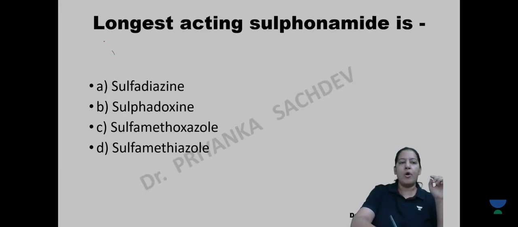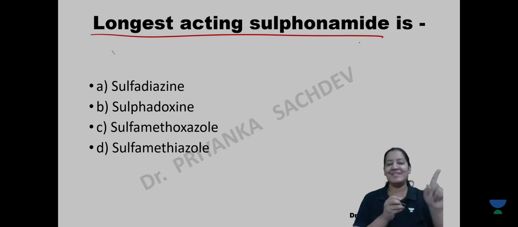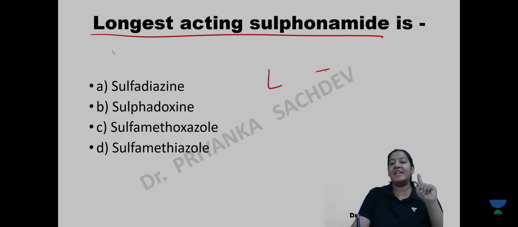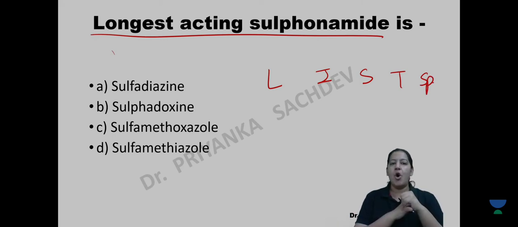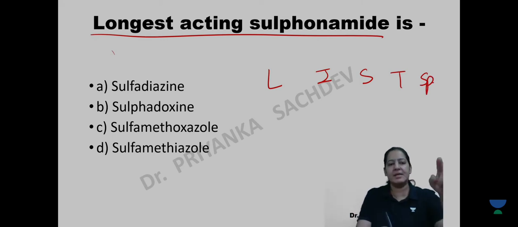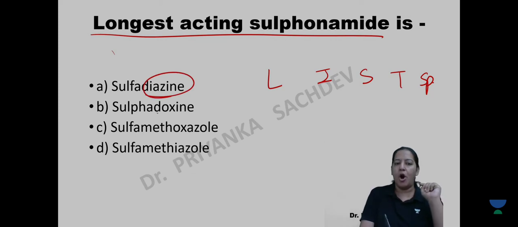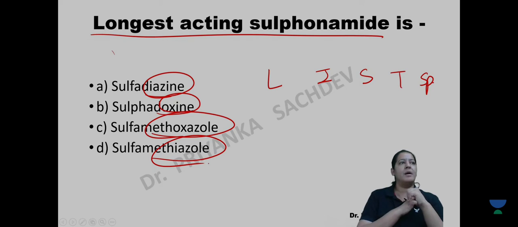Which is the longest acting sulfonamide? I have told you the classification of sulfonamide: long acting, intermediate acting, short acting, topical and special. Who will tell me the answer? Is it sulfadiazine, sulfadoxine, sulfamethoxazole or sulfisoxazole? Amar, anyone, Mariam, Manohar, who is the longest acting among them? Can you see the question?